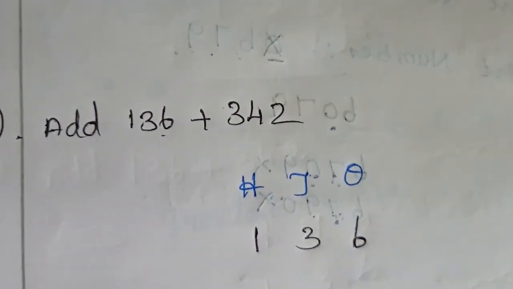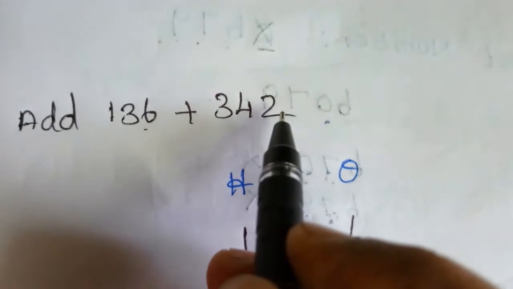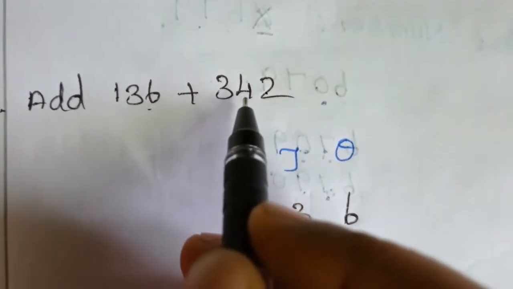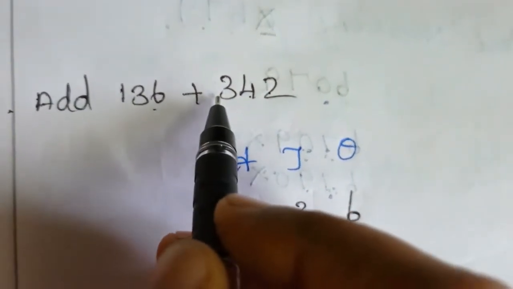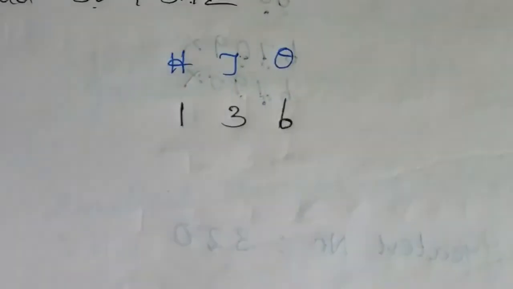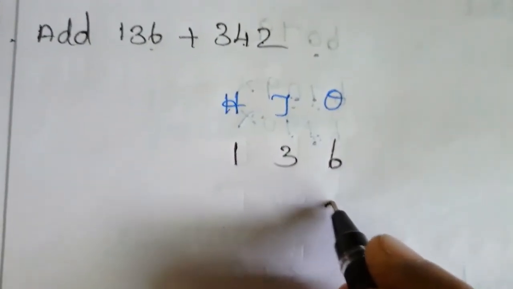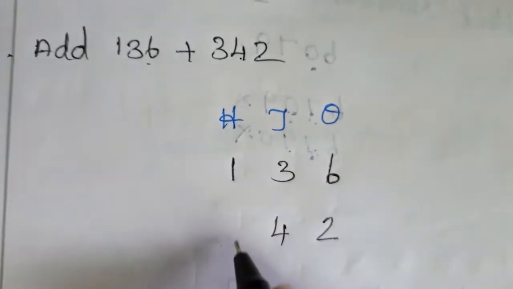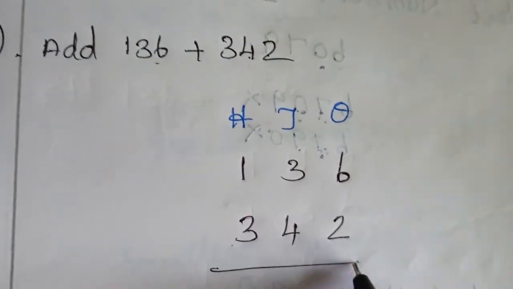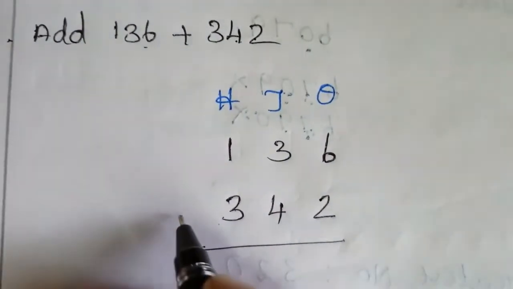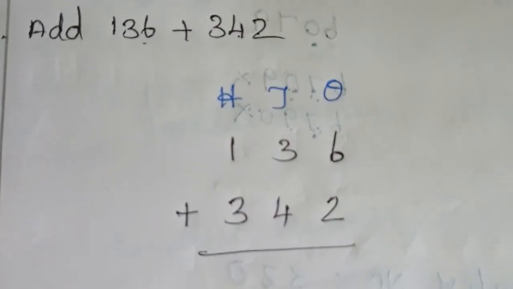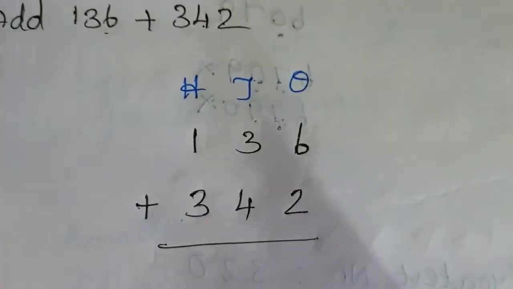Okay, so write here the ones value is 6 and the tens value is 3 and the 100 value is 1. And for the second number, the ones value is 2 and the tens value is 4 and the 100 value is 3. Okay, ones value is 2, tens value is 4 and the 100 value is 3. Now you have to add these two numbers, so write the addition symbol. Okay ma? Now what do you want to do next?